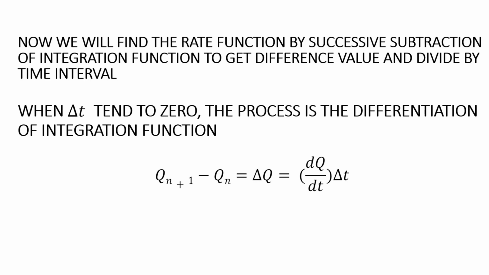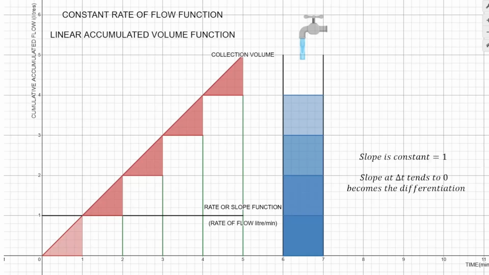The difference is delta t. When I divide by delta t, and delta t tends to 0, then I get the differentiation function. So that is q of n plus 1 minus q of n divided by delta t. When delta t tends to 0, that becomes the differentiation function. So here we can take the problem we have discussed. In this we have calculated the value of q.